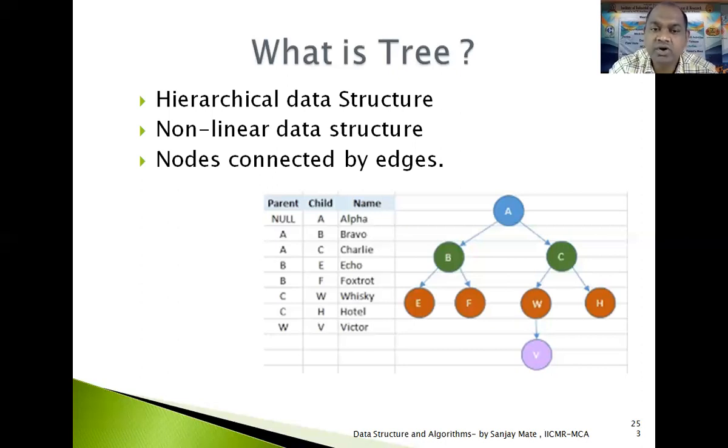So this is not a linear data structure. Non-linear means what? You are not going to store the elements one after another. So it is stored in a hierarchical way. And the nodes are connected with each other, and that connection is called edges.